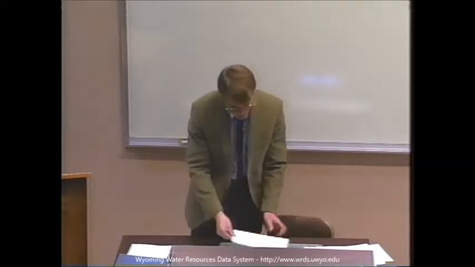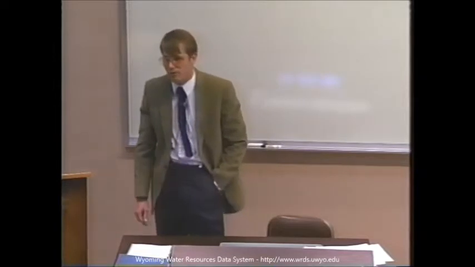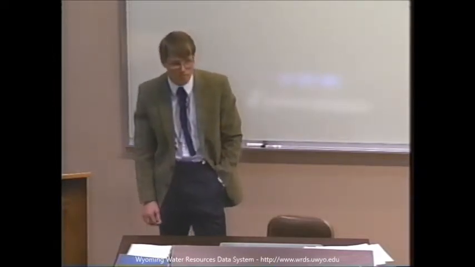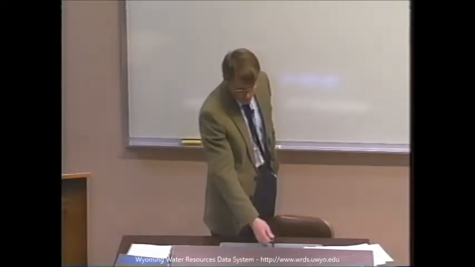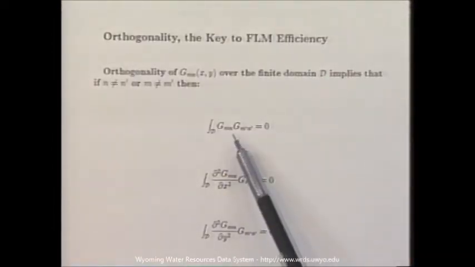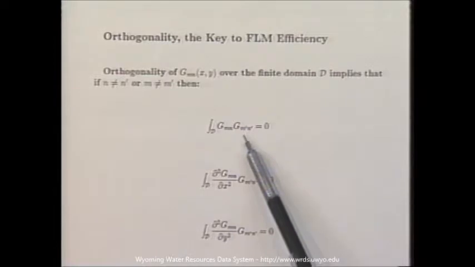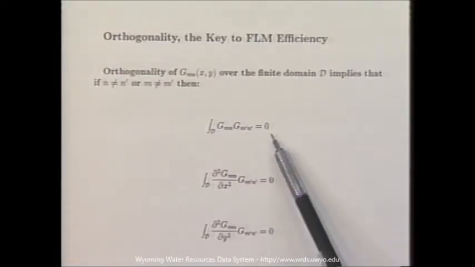The real key to the finite layer method is the orthogonality of your basis functions when you integrate. For instance, if G_mn is our double sine series, and I were to integrate G with two double sine series with different coefficients, you will end up with 0. And when you integrate, you lose a lot of your terms. In other words, you'll end up with a very sparse system as far as your matrix is concerned.